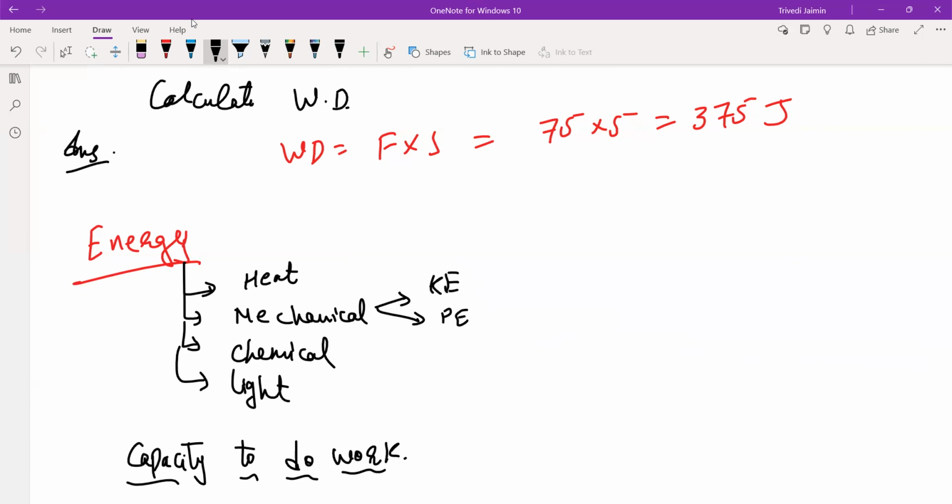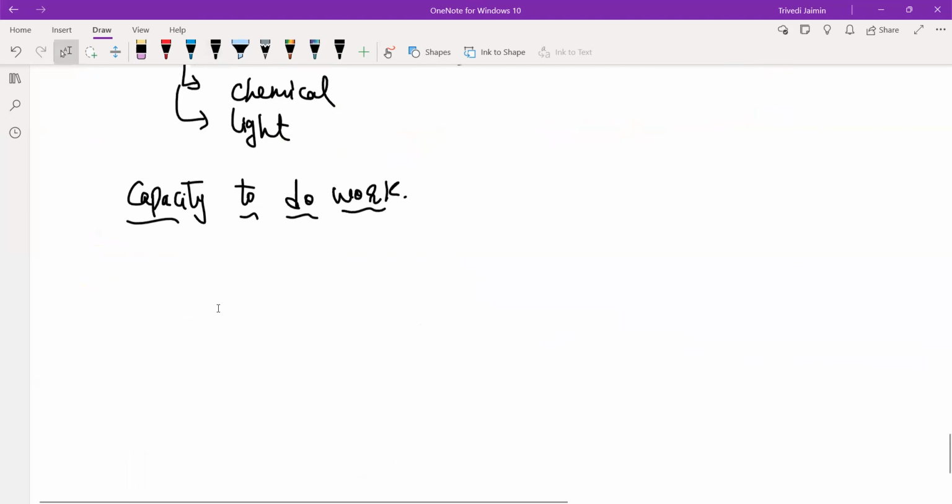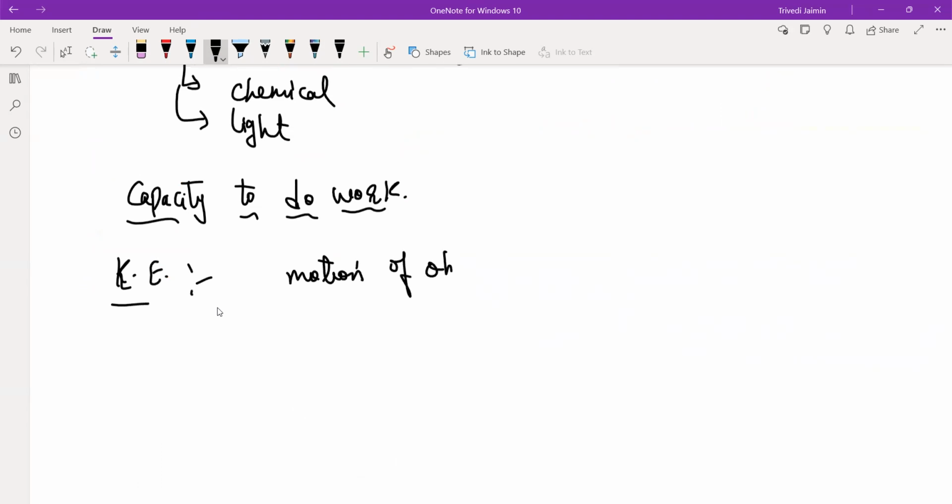So now let's see kinetic and potential energy. What is kinetic energy? The energy due to the motion of an object. And then potential energy? Energy when the object is at rest, yes, due to the position of the object.